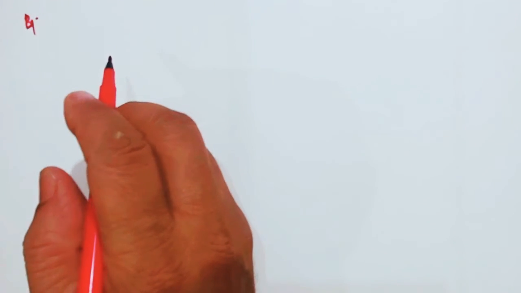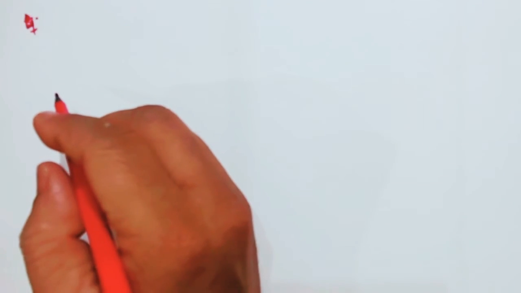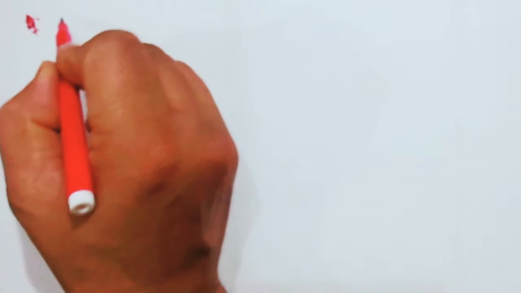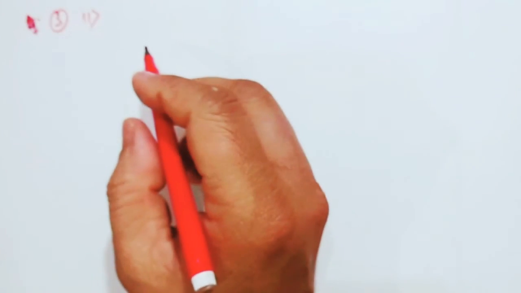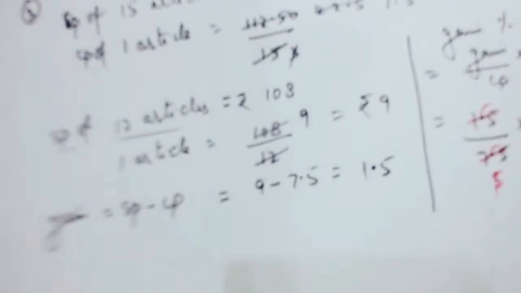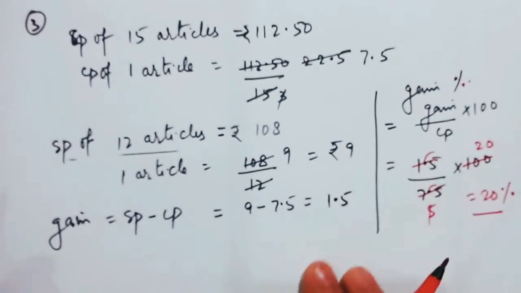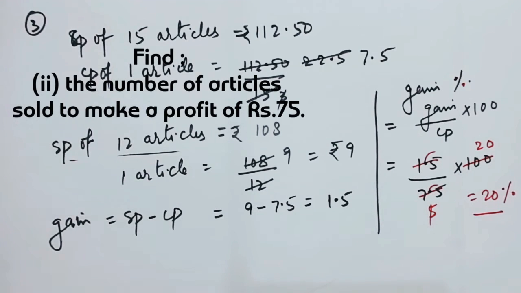Oh, why 3? This is number 4. I'll keep on doing number 3 only. In number 3, again we have one more part. The number of articles sold to make a profit of 75. So let us continue number 3, second part. Let me turn the page. Yes, we can do it over here.